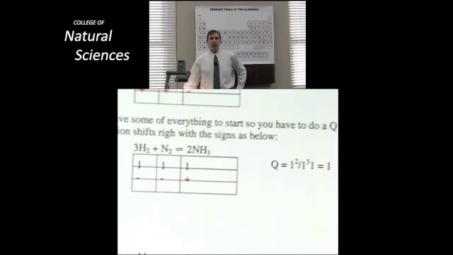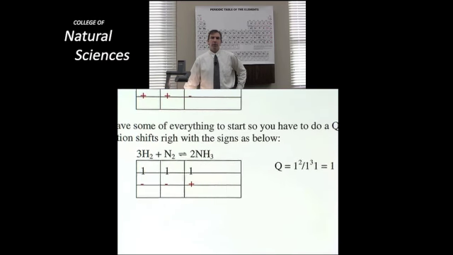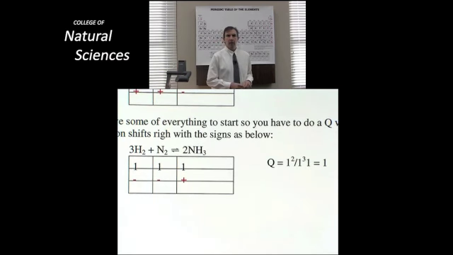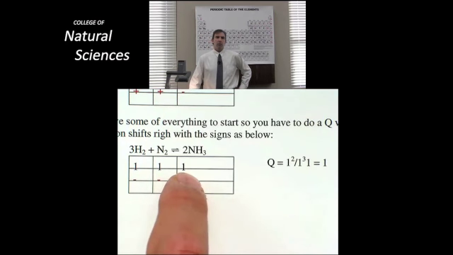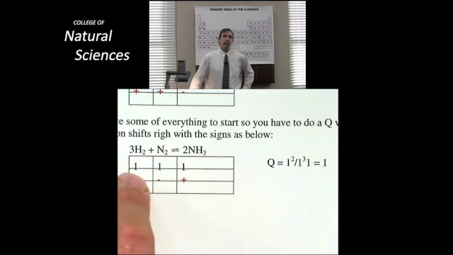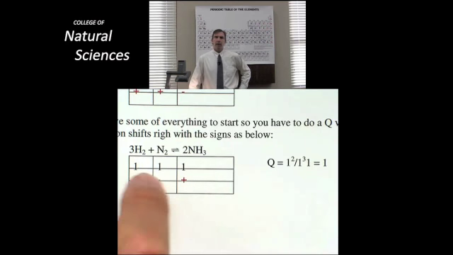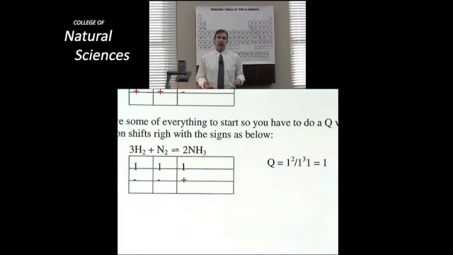Now, where it actually matters that I do the calculation of Q versus K is in those cases where I give you some of everything. And so as you take a look at this particular example here, I've got 1 atmosphere of hydrogen, 1 atmosphere of nitrogen, and 1 atmosphere of ammonia to start. And I want to know whether this reaction shifts left or right. Intuitively, you can't just look at this and know. You're going to have to go ahead and figure out what Q is and compare it to K.